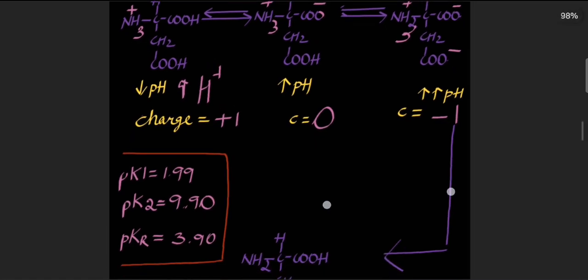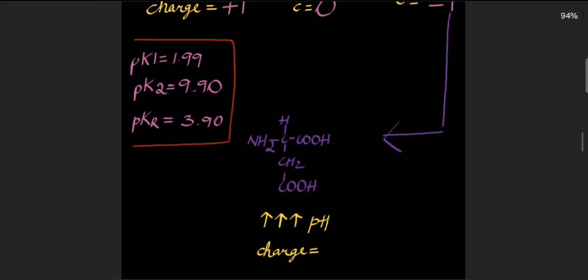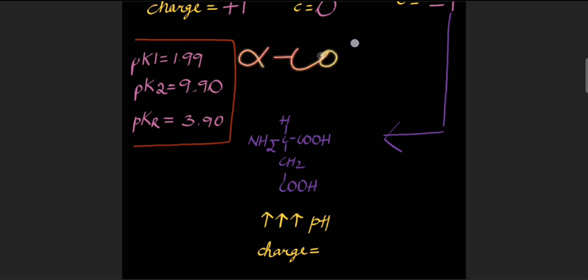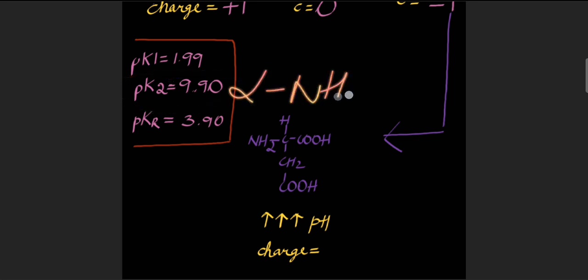Now let us go to the last one, this one, right? So now what will happen is we already finished doing the carboxylic acid. The first alpha carboxylic acid has already lost its hydrogen ion, right? And the R group carboxylic acid has also lost its hydrogen ion. Now the turn is of the amino group, the alpha amino group.